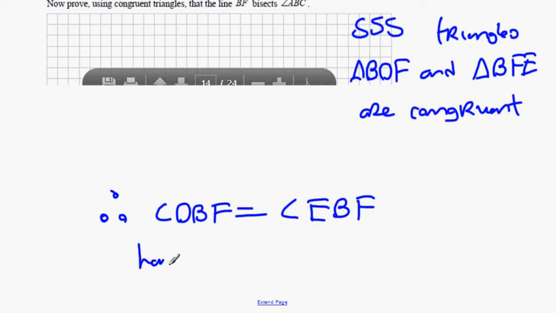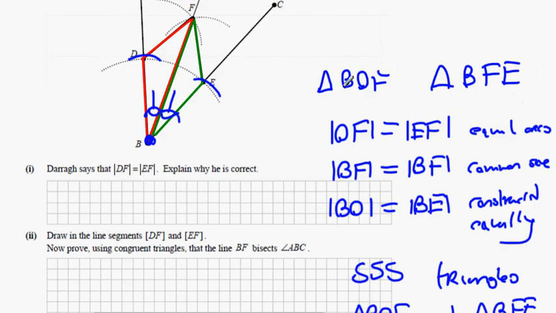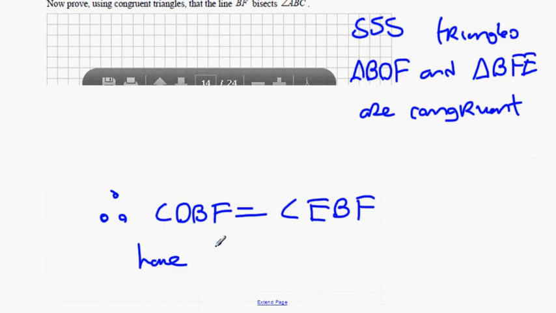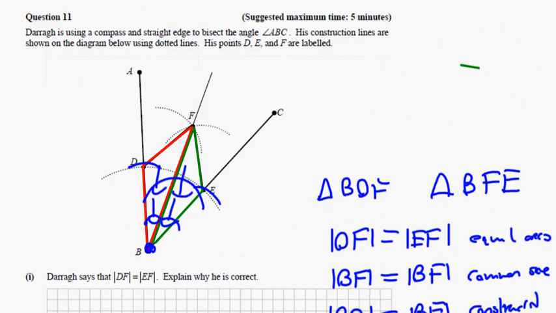Hence, this line BF in the middle cuts it in half into two equal angles. Hence BF bisects angle ABC. Okay, moving onwards and upwards.